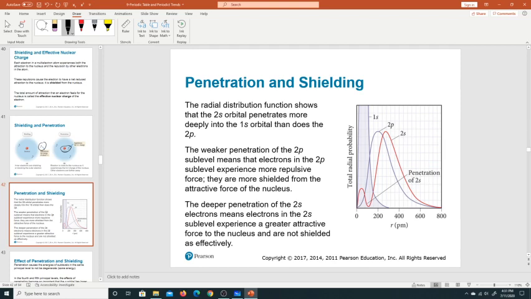The weaker penetration of the 2p sublevel means that the electrons in the 2p sublevel experience more repulsive force. They are more shielded from the attractive force of the nucleus. The deeper penetration of the 2s electrons means electrons in the 2s sublevel experience a greater attractive force to the nucleus and are not shielded as effectively. So they don't get interfered with as much.